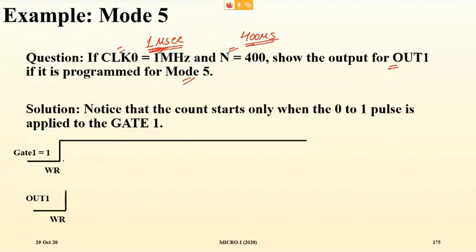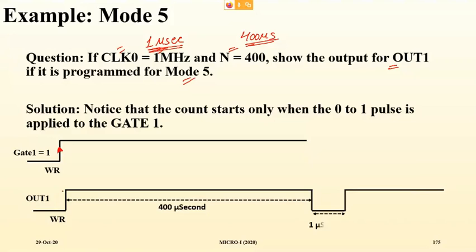So the gate is activated here from low to high, and the count started for 400 microseconds. It remained high, and then for 1 microsecond it remained low, and then it remained high for an infinite time period unless you reload a new count into mode 5. Okay, done.